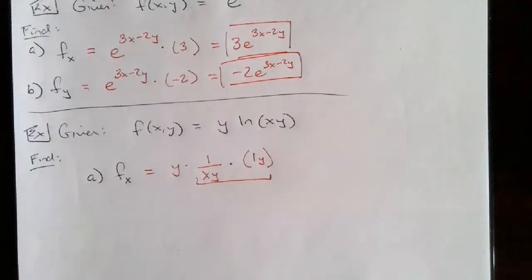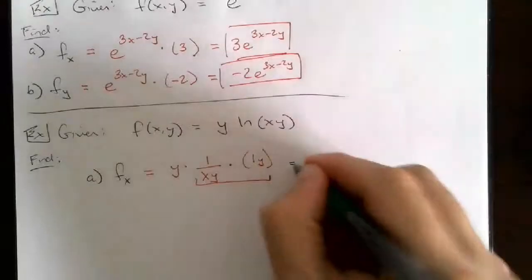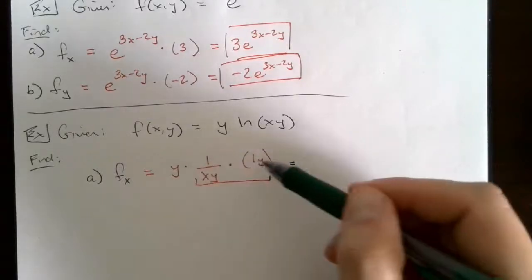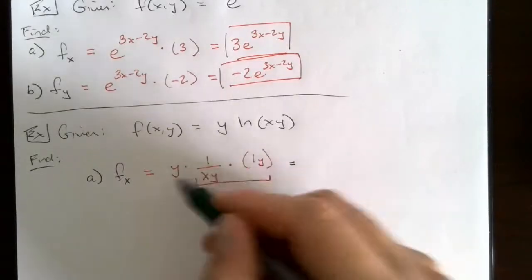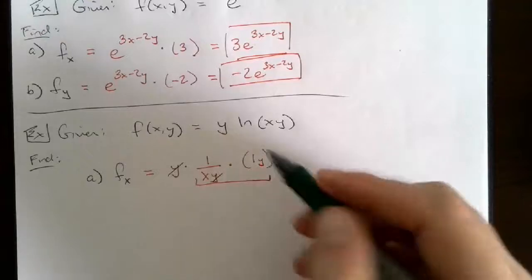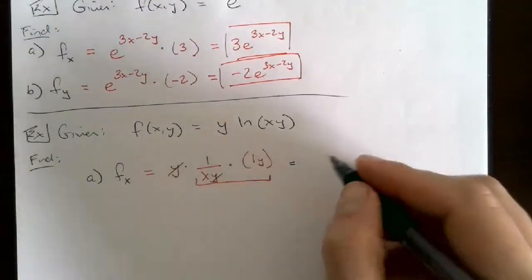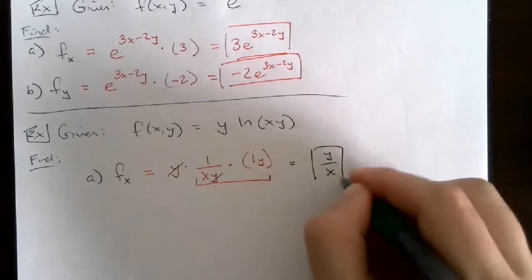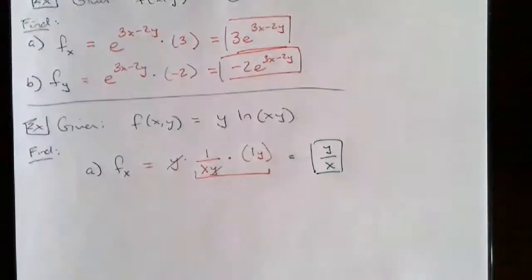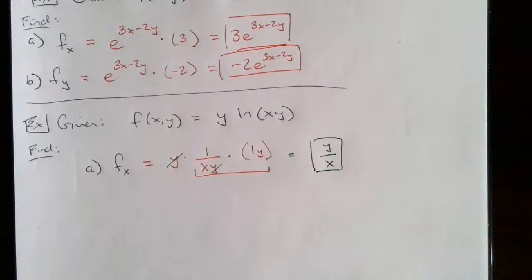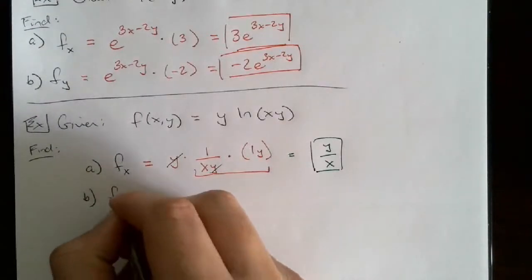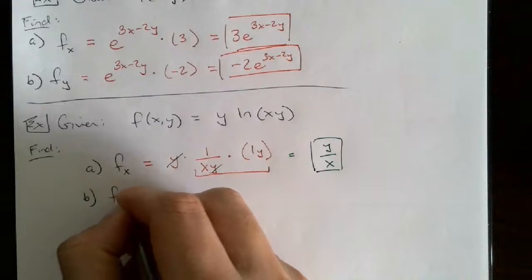So then we want to simplify this. Well, how does this simplify? We've got y times 1y. So one of these y's will cancel with the y in the denominator. And I'm left with 1 times 1y, which is just y over x. And that simplifies there. All right. For the first order derivative with respect to, oh, this should be y, sorry.